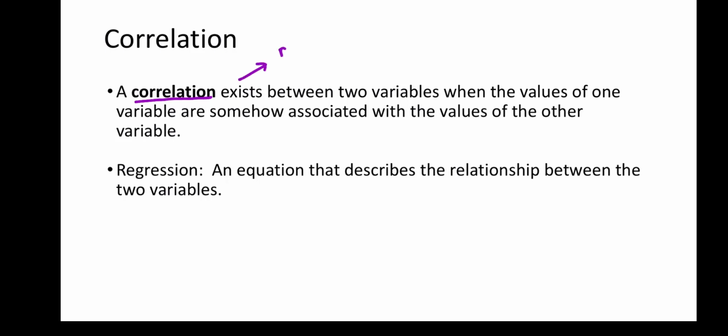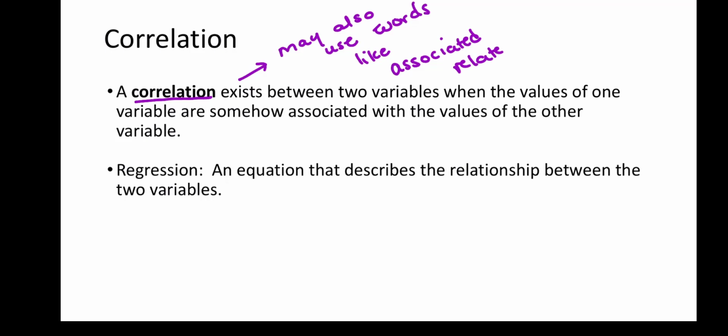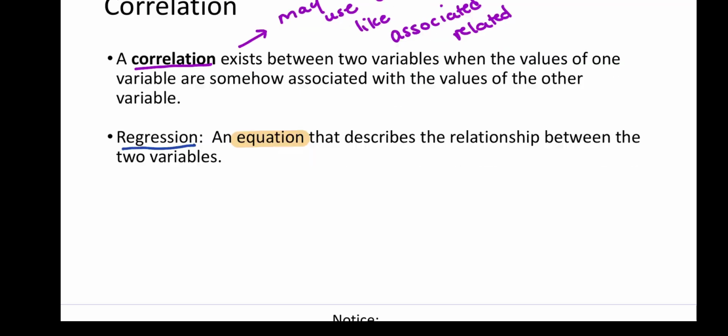So we may use words like associated or related when we talk about correlations. The next word we want to look at is regression. And regression is actually an equation that describes the relationship between the two variables. And so that's what we're going to be talking about in this section.